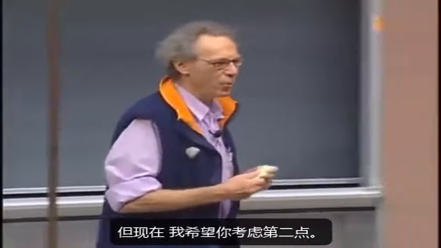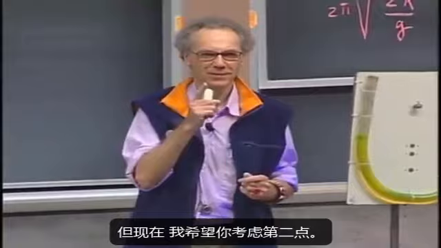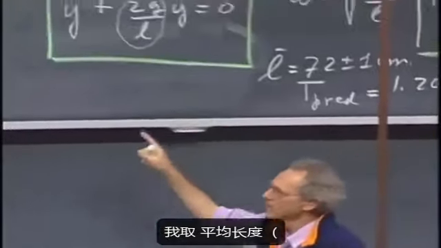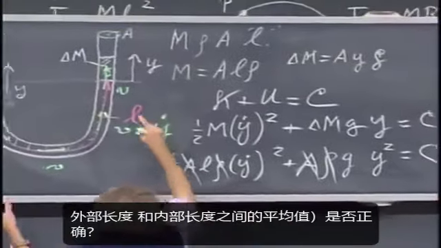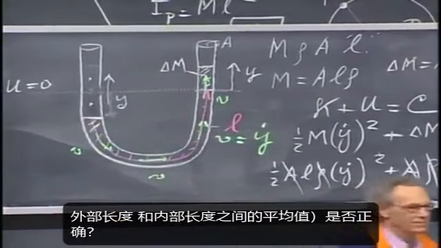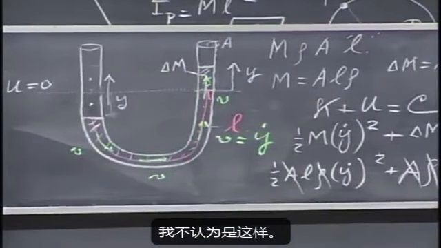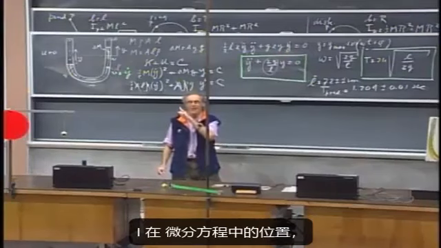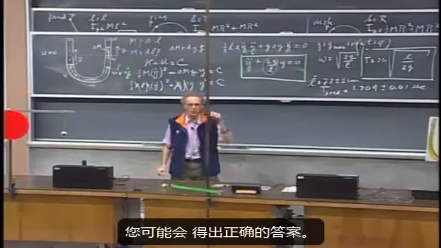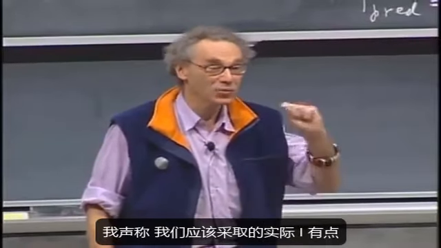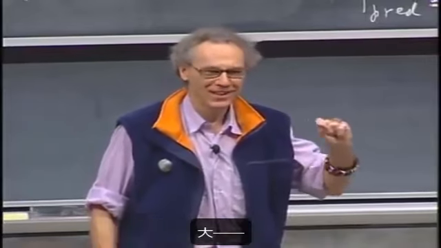But now there is a second point that I want you to think about. Is it correct that I take the average length, namely the average value between the outer length and inner length? I don't think it is. I want you to think about why that is not correct. Look carefully where that L comes into my differential equation, and you will probably come up with the right answer. And I claim that the actual L that we should have taken is a little bit larger.